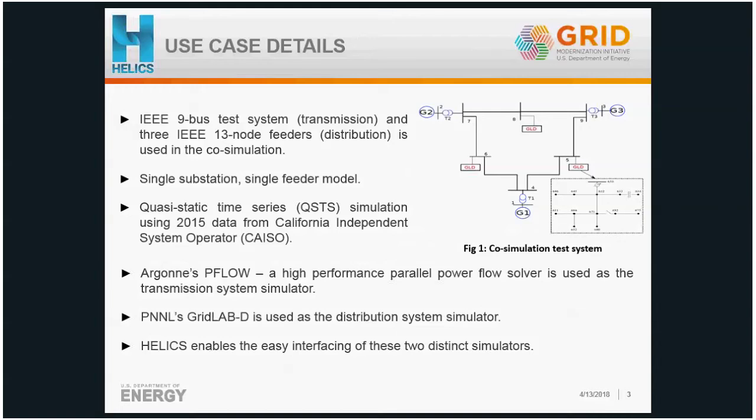The transmission system simulator that we use for this use case is Argonne's PFlow. It is a high-performance parallel power flow solver, and we use PNNL's GridLAB-D as a distribution system simulator. So when we talk about co-simulation, there are 2 things a co-simulation framework is supposed to do. One is inter-process communication. As you can see, this particular use case runs 4 different processes, 1 PFlow instance and 3 GridLAB-D instances, right? So these processes need to talk to each other, and that is accomplished 100% through Helix. So Helix allows us to pass messages from the transmission system to all of the instances of GridLAB-D, and vice versa.